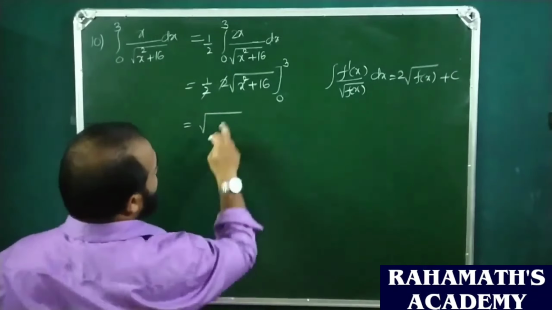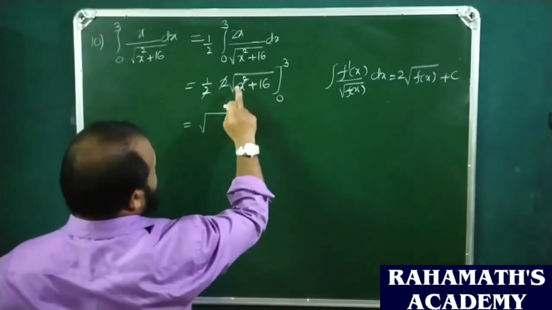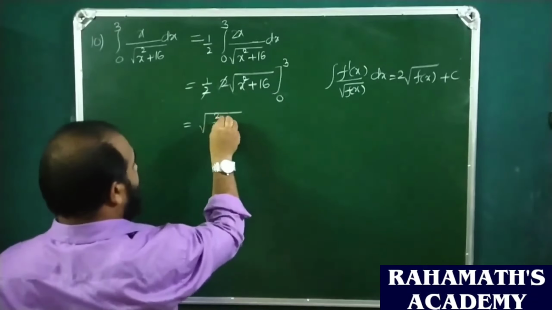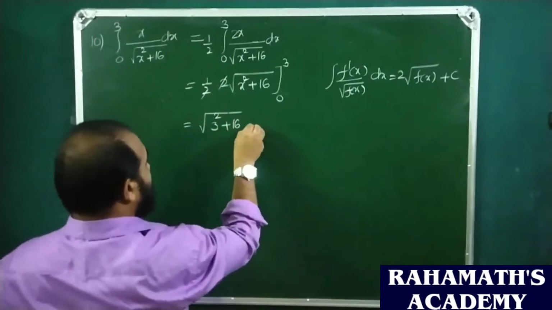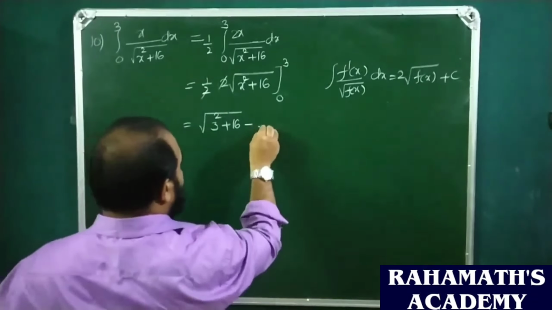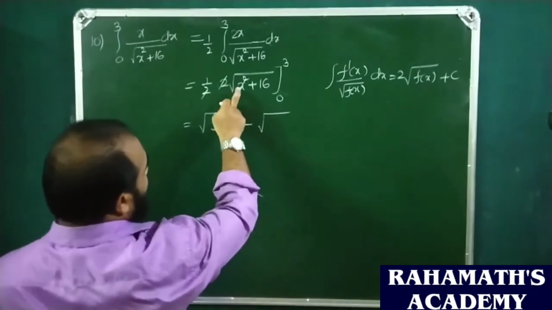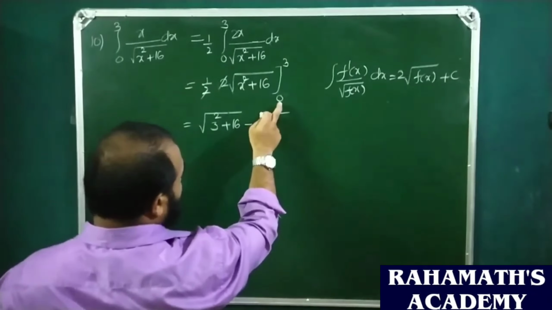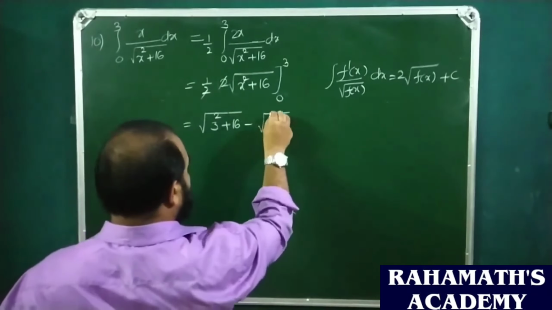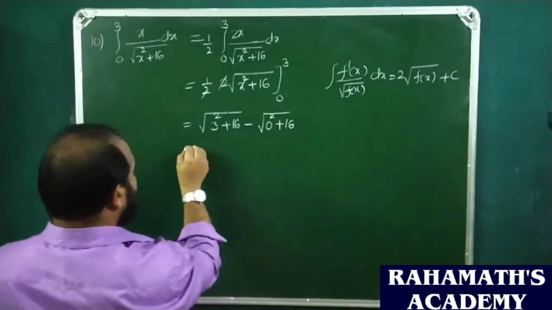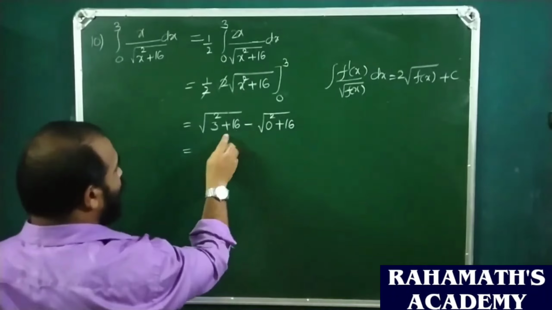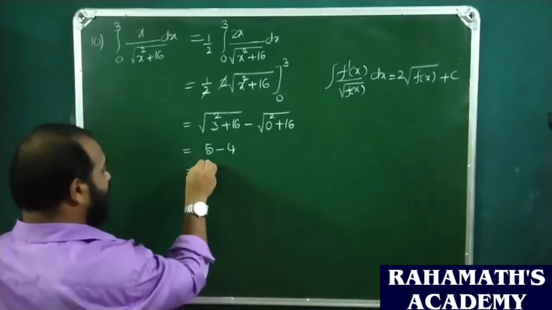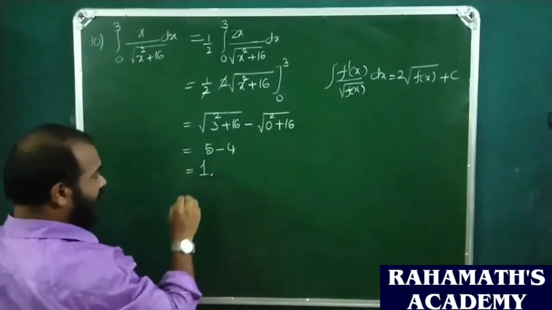So square root of, in the place of x, substitute the upper limit: 3 square plus 16, minus square root of, in the place of x, substitute the lower limit: 0 square plus 16. So 3 square 9 plus 16, root 25 value 5, minus root 16 value 4. 5 minus 4 is 1.